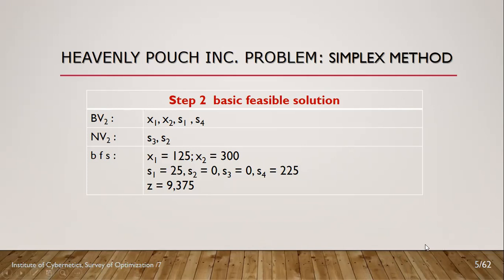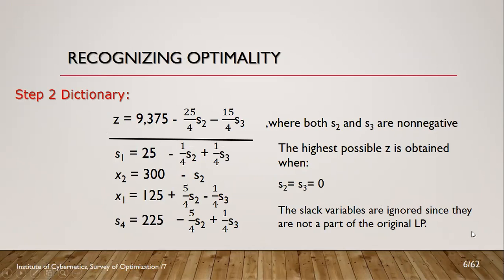So how can we recognize that it is optimal? Again, we will just sum up. S sub 1 and S sub 2 are non-negative. Remember that because it is a slack variable. Then the highest possible Z is obtained when these values are zeros. And as I said, the slack variables are ignored since they are not a part of the original problem.